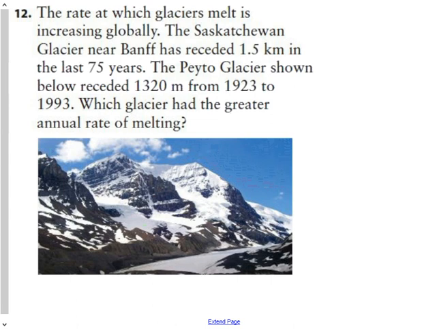Okay, there's one more. The rate at which glaciers melt is increasing globally. The Saskatchewan Glacier near Banff has receded 1.5 kilometers in the last 75 years. For those who don't know, receded just means has gone back. Like my hairline, it has receded, meaning it's been pushed back. Thank you very much.